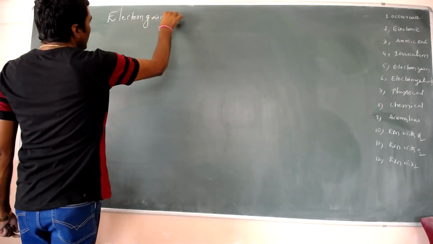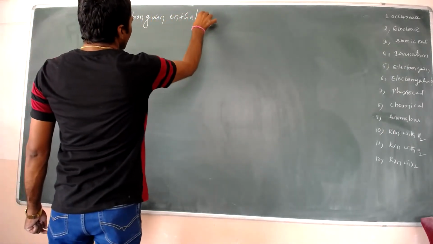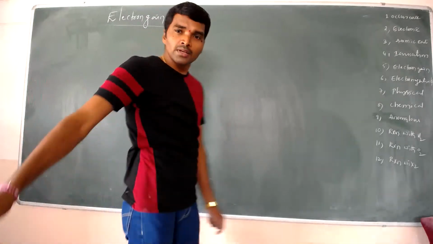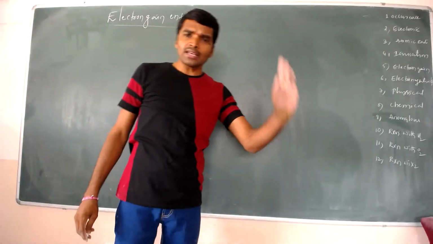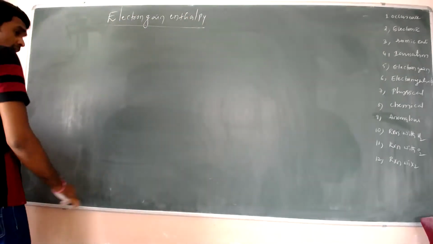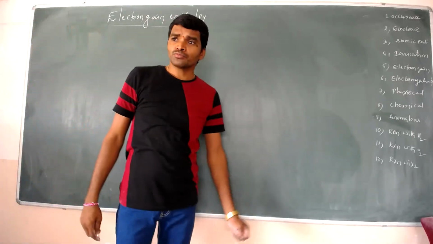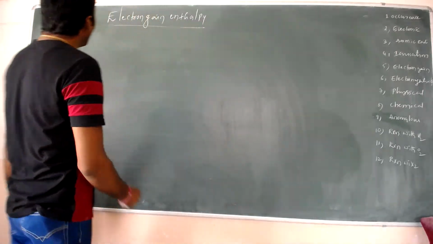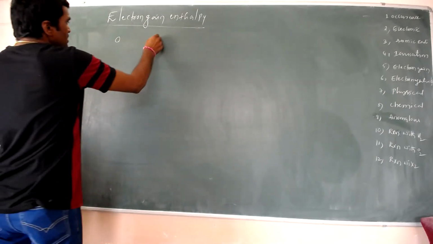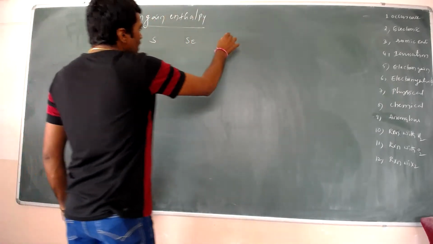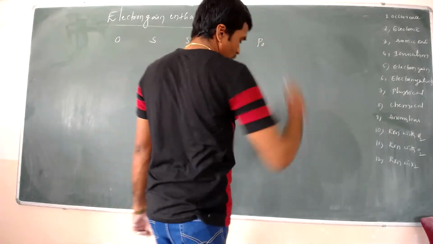Electron gain enthalpy. The sixth group elements follow this order: oxygen, sulfur, selenium, tellurium, polonium.